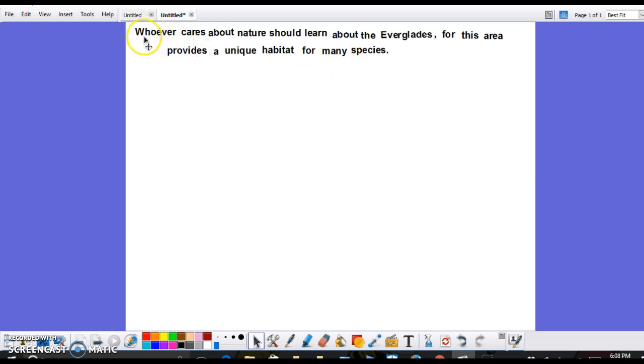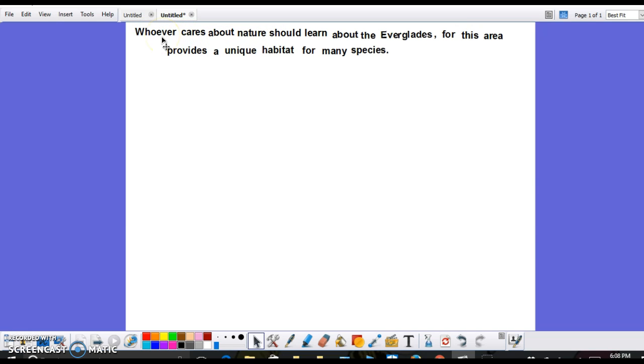Okay, so now we're going to look at the subject and verb. So what is the main verb of this first part? Should learn. Good, should learn. So that's our verb. Now, to find the subject, we say who or what should learn, right? And this one is a little bit different because it's not just whoever should learn, it's whoever cares about nature. You see how they kind of go together? Yeah. All right, but this is the subject, right? Yes.